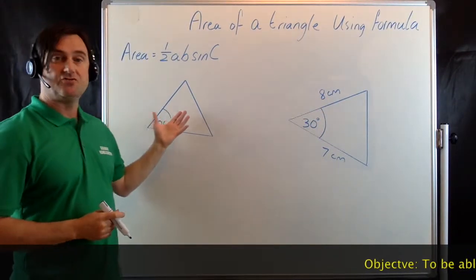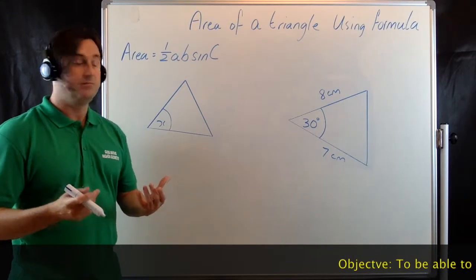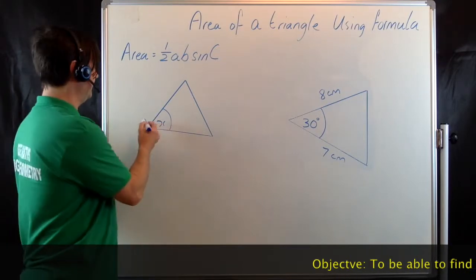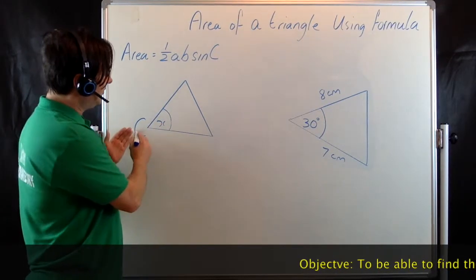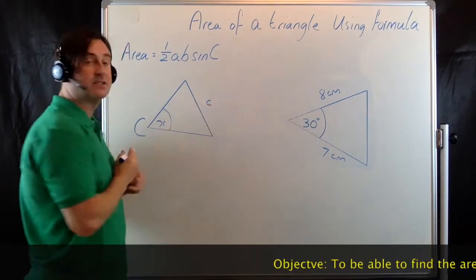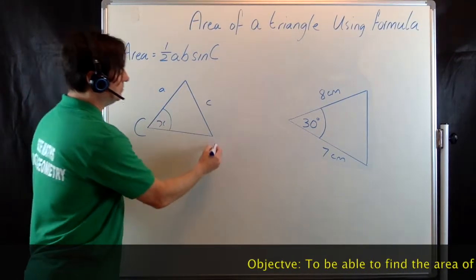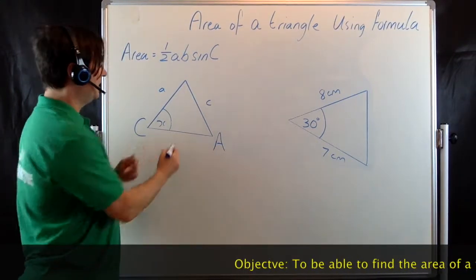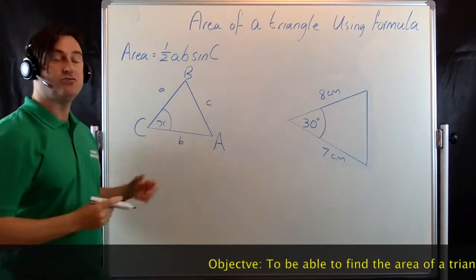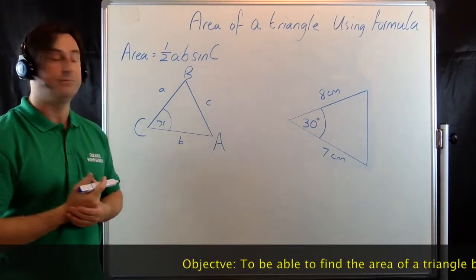We have to label this triangle correctly, and this labeling comes from the sine and cosine rule. We start off labeling the angle that we've got as a big C. If you remember, the side opposite the angle will be little c, and then this one would be little a, this would be uppercase A, this side little b, this side uppercase B. That's how we label a triangle when we're using these types of formulas. It also applies to the sine and cosine rule.